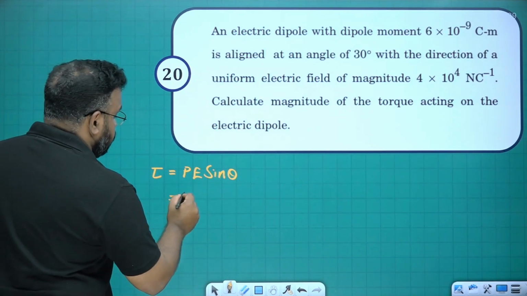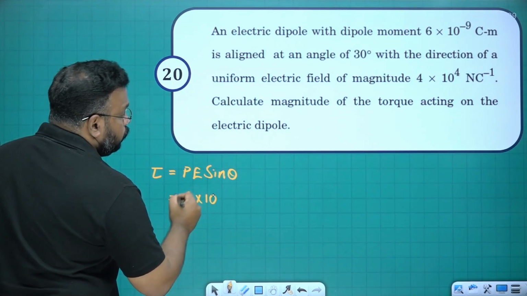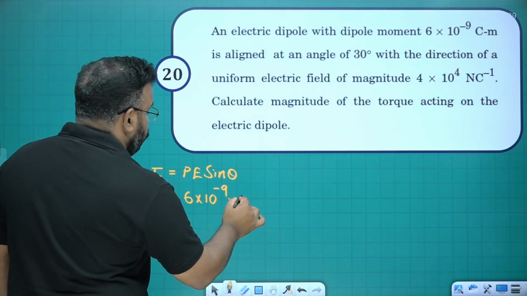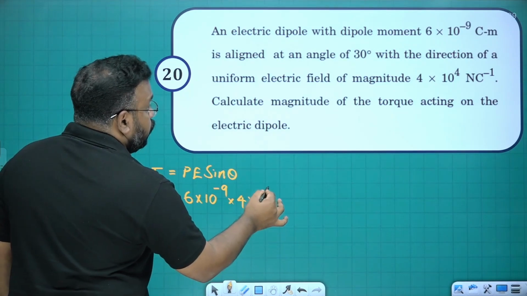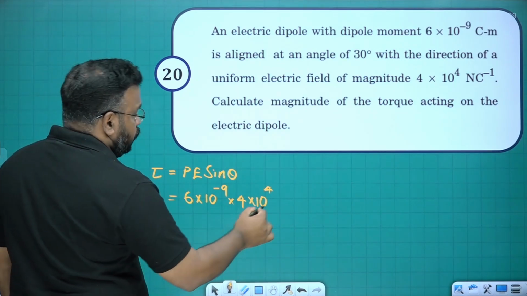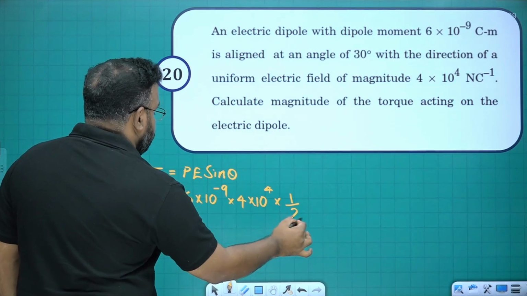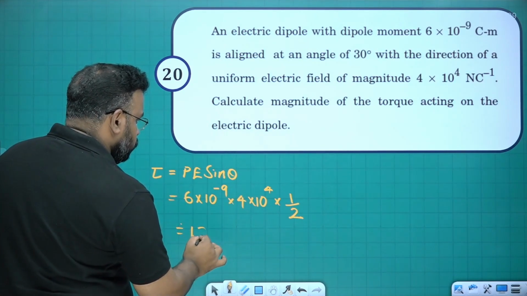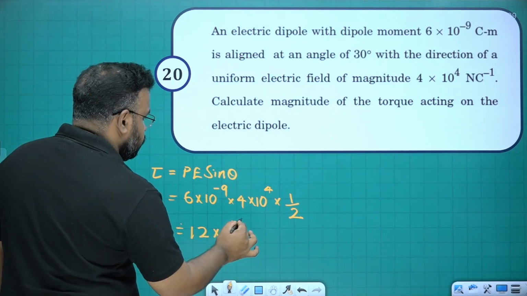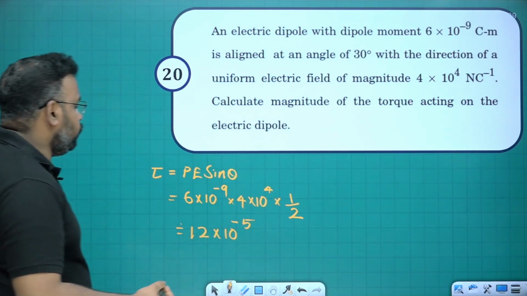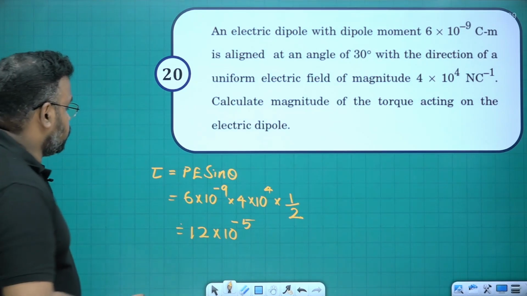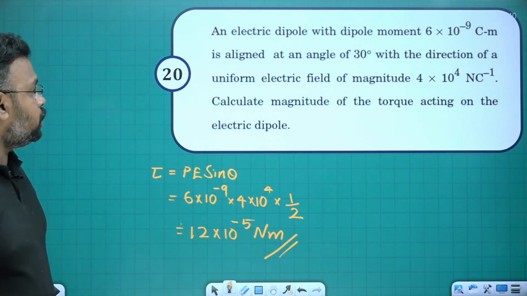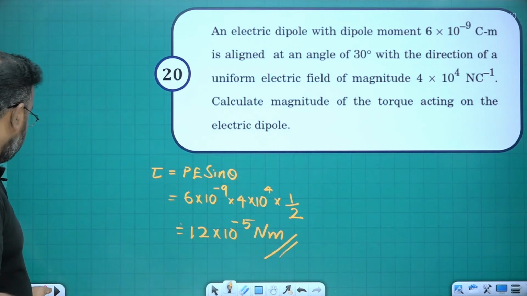What is p? 6 into 10 to the power minus 9, into electric field strength 4 into 10 power 4, into sin of the angle 30. Sin 30 is 1 by 2. So we can easily solve it. 4 by 2 is 2, 2 into 6 is 12, into 10 to the power minus 5. Minus 9 and 4 will become minus 5. Easy, no? What is the unit? Newton meter. Torque is in Newton meter. Simple question. Don't make mistakes in these types of questions.